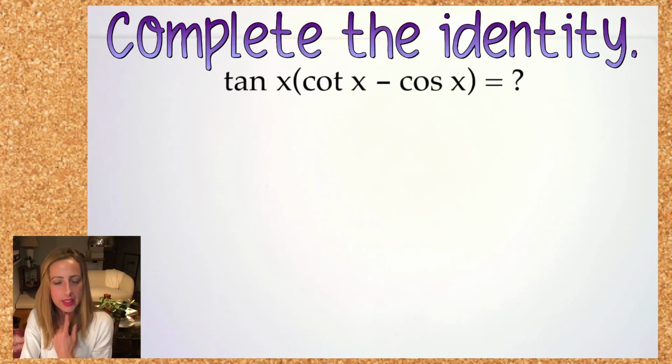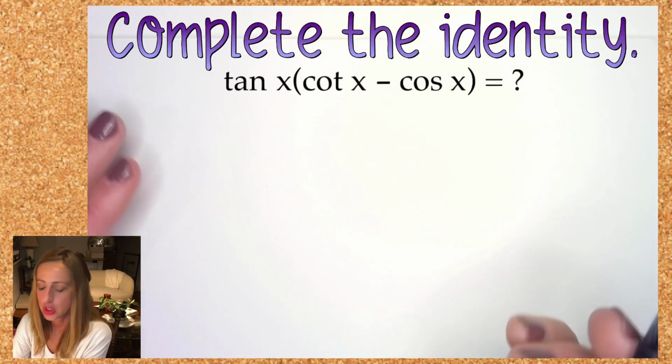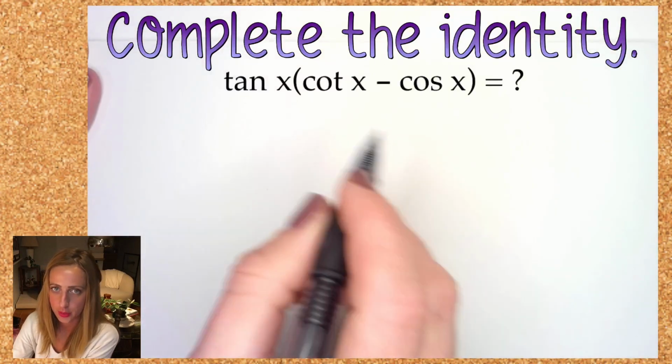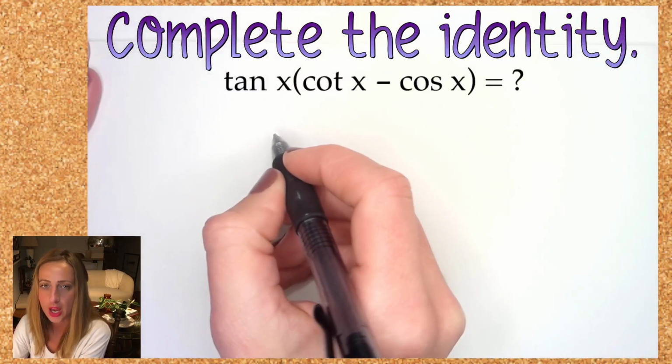Hey everyone, in this video we are going to complete the identity on the screen. Tangent x times the quantity of cotangent x minus cosine x. I like to switch x and theta. I just pulled this from a different document, so here we go.